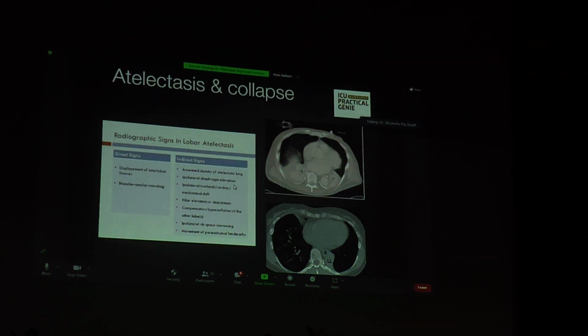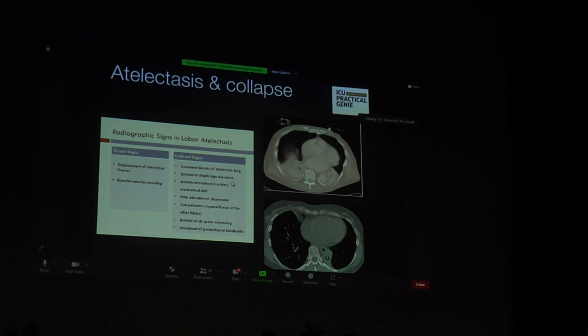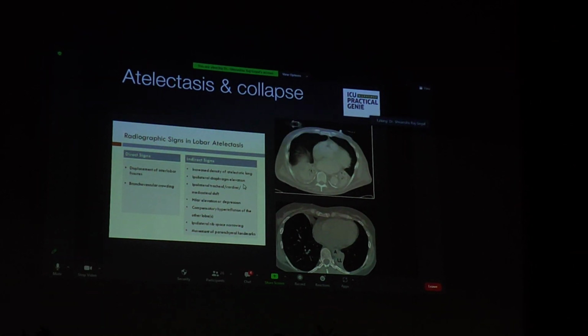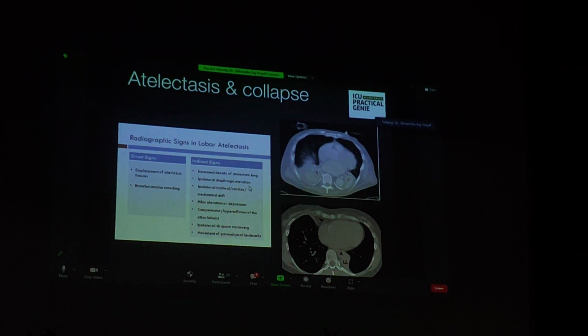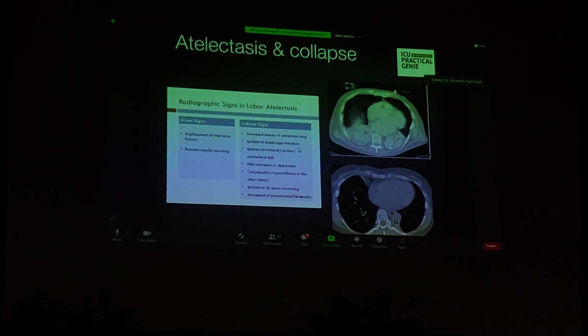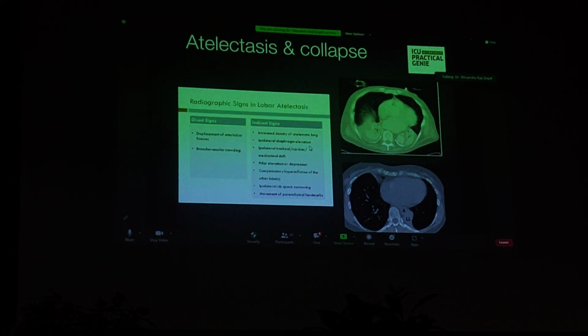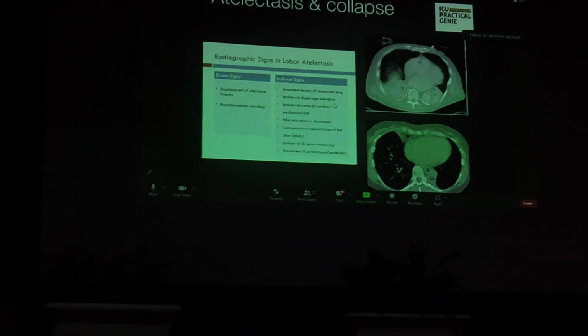Now, passive collapse means if you have got effusion, and effusion is causing compression of the lobes, it will still cause a collapse, but a bronchoscopy would not help a passive collapse. A bronchoscopy is recommended in an active collapse.